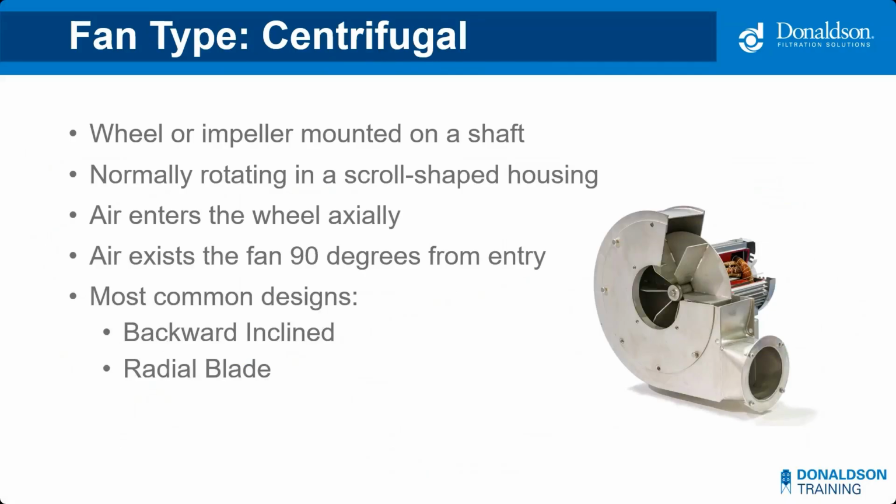Let's talk about different types of fans. The most widely used types of fans in dust collection systems are centrifugal fans. A centrifugal fan consists of a wheel or impeller mounted on a shaft. It's normally rotating in a scroll-shaped housing. The air enters the wheel axially and exits at a 90-degree angle. The most common centrifugal fan designs are backwardly inclined and radial blades.